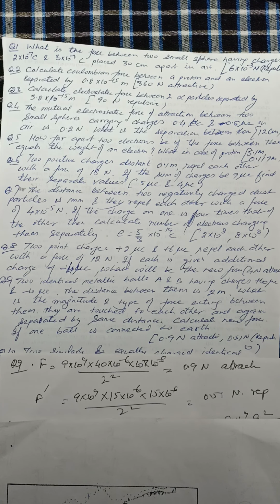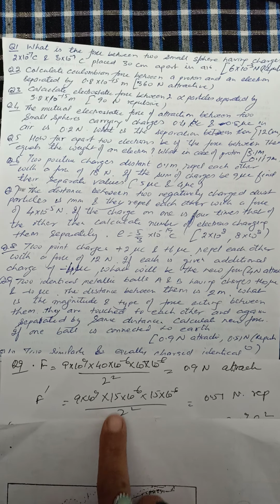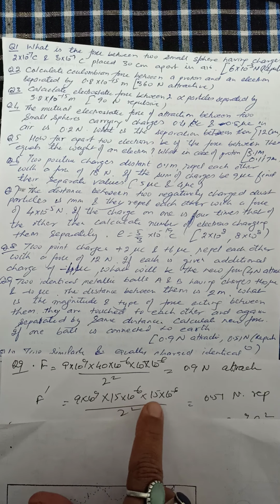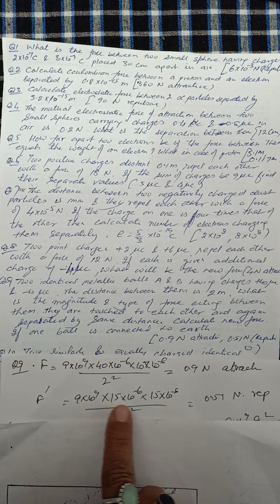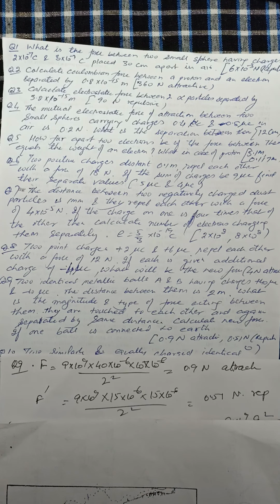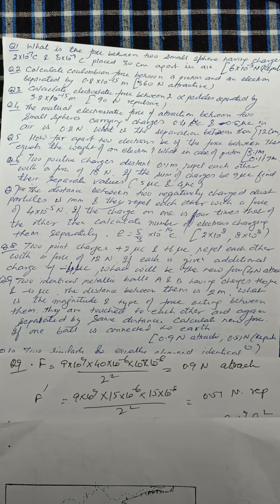The second statement says that they are touched to each other. Now after touching, the total charge will be distributed equally. Now what is the total charge? First has plus 40, second has minus 10, so the total is 40 minus 10, that is 30. 30 divided by 2 is 15. So now the first charge becomes 15 microcoulomb and second also becomes 15 microcoulomb. So when we calculate the force again, 9 into 10 power 9 Q1 Q2, distance is again 2, and it comes out to be 0.51 Newton. It is repulsive because both will have positive charge of 15.